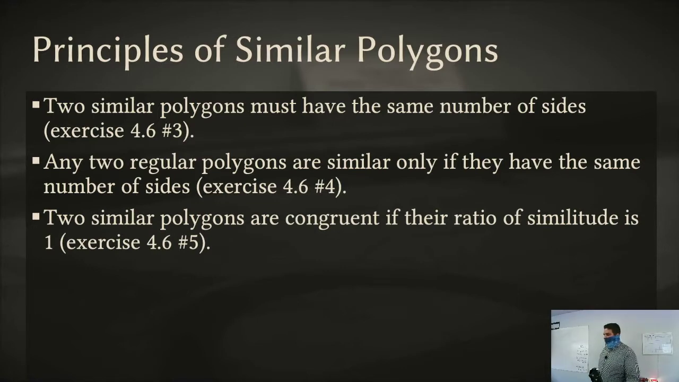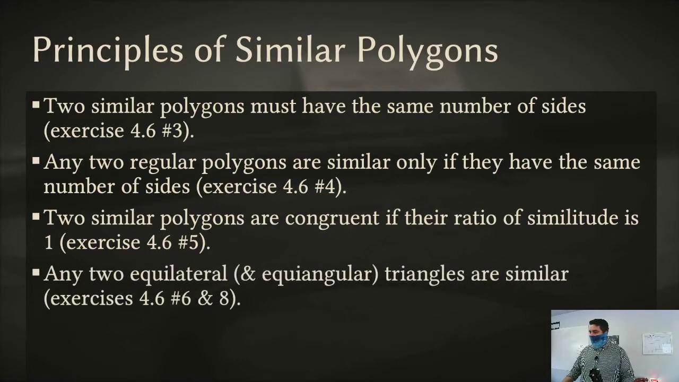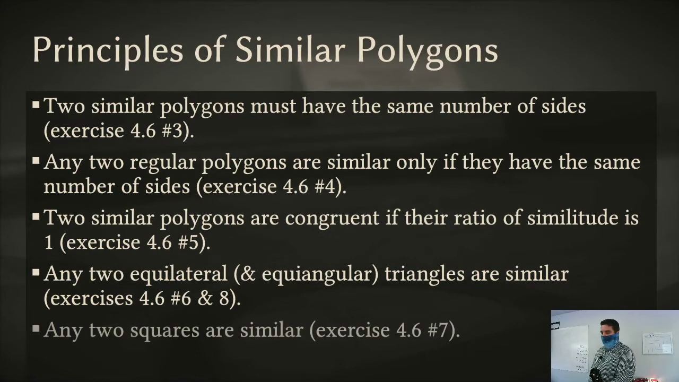Which is in exercises 4.6, number 5, and number 6 and 8. Any two equilateral and equiangular triangles are similar. And finally, any two squares are similar, as we could show in number 7. So these are principles of similar polygons. You guys need to know these. You might want to add them. Proven statements might be the best place for this, or just a place in your notes.